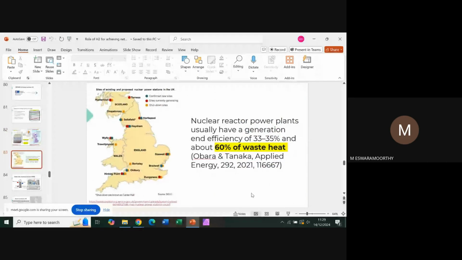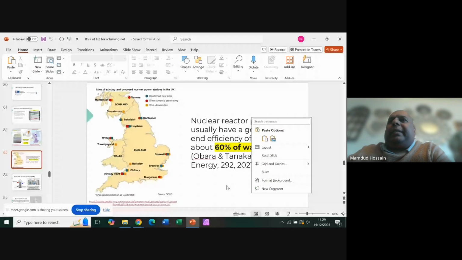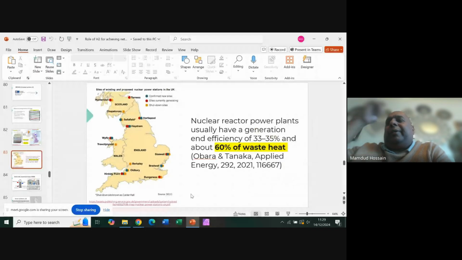Okay. So moving on to nuclear energy in the UK, there are a few nuclear energy sites. Two are in Scotland, here in Torness and in Hunterston. What is the advantage of nuclear? About 60% of heat is wasted in a nuclear plant. So if you can use that nuclear heat, then we can substantially produce hydrogen without applying a lot of new energy. So using waste heat is a lucrative way of producing hydrogen.